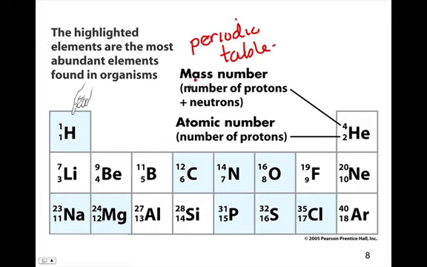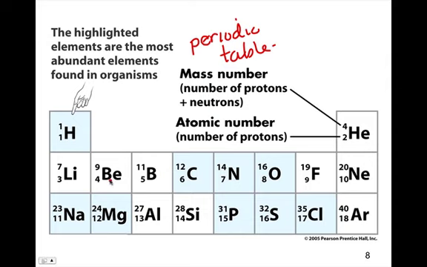Biologists really deal with only a subset of the periodic table. And that's nice. In chemistry, you have to learn the whole periodic table, and there are a lot of exceptions, a lot of strange atoms, elements out there.